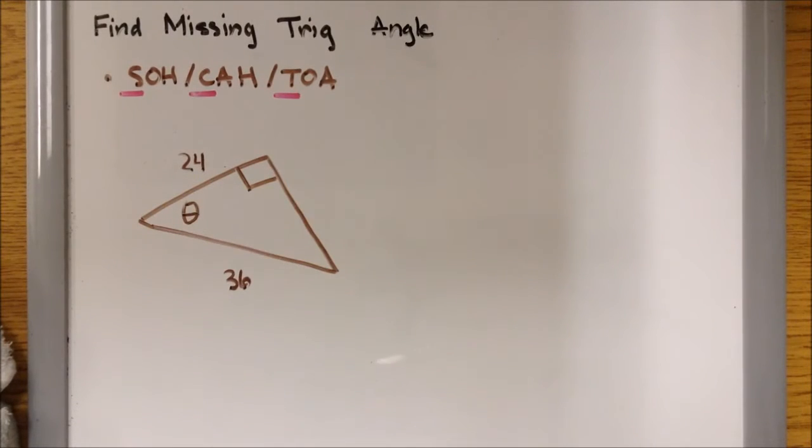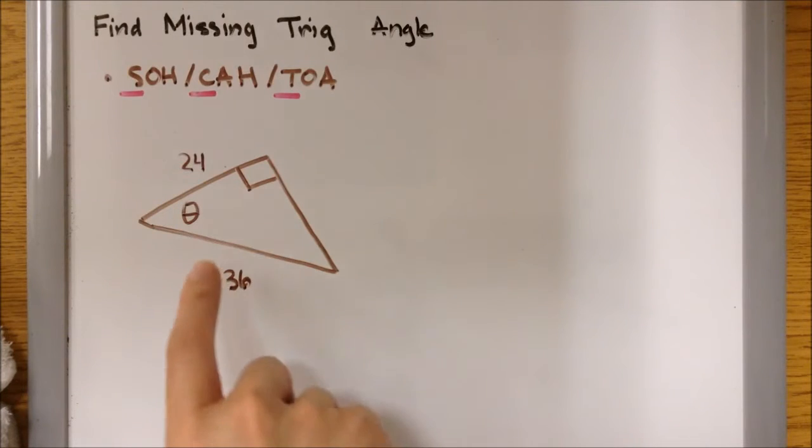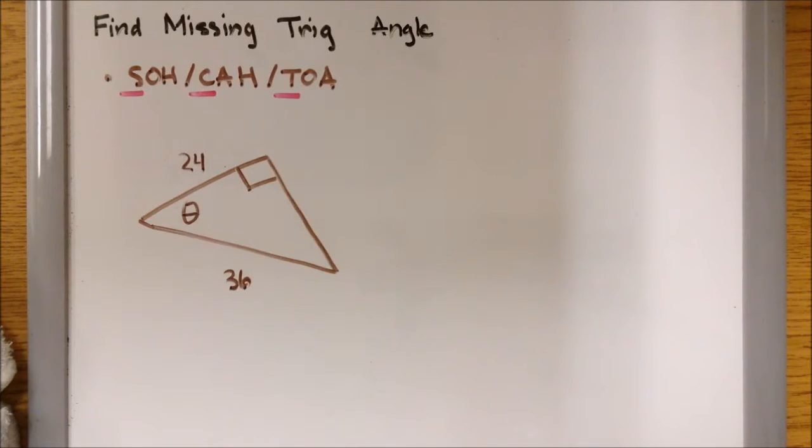In this section, we're going to find missing trig angle. So it means that you're going to be given known sides and then an unknown angle theta. So in this section, now you actually have angle theta, and you're trying to set it up in order to find the measure of that angle.